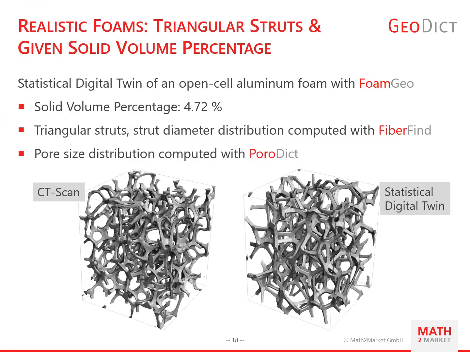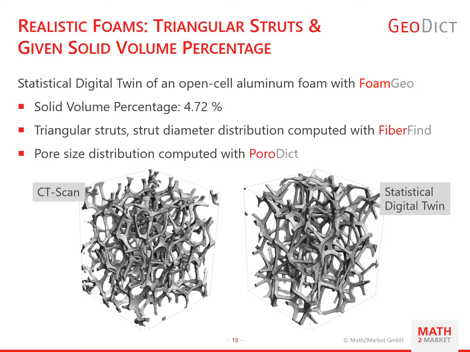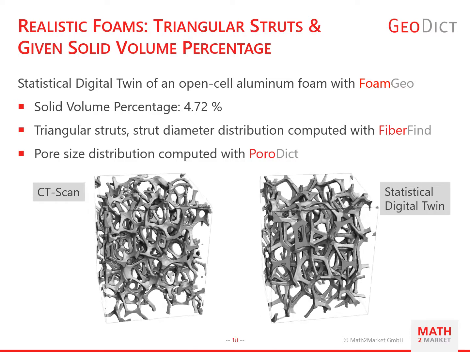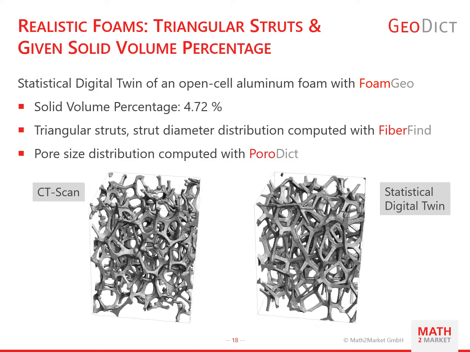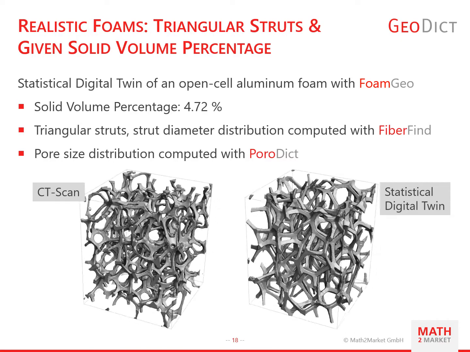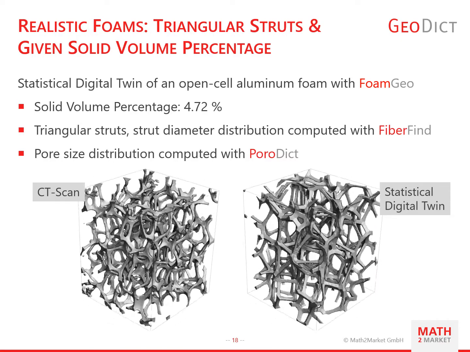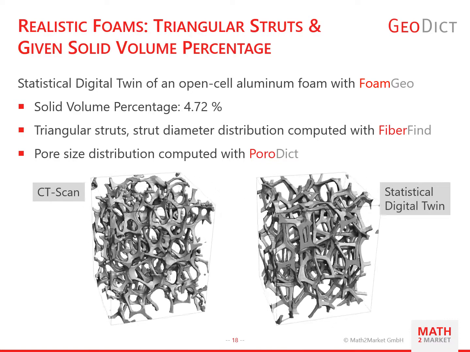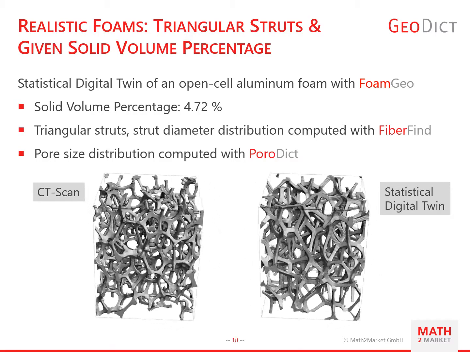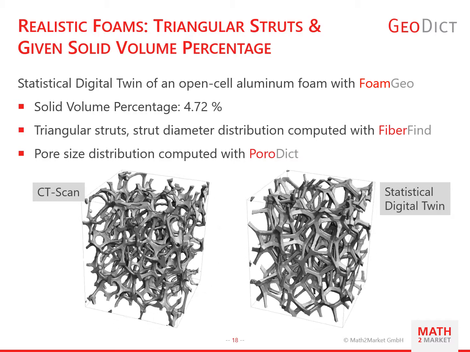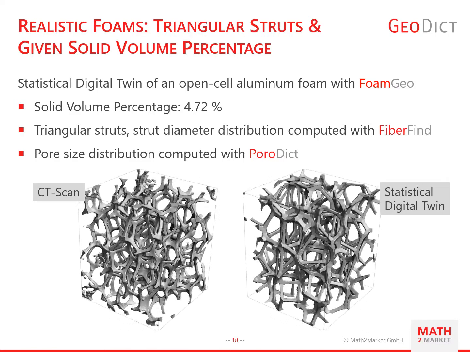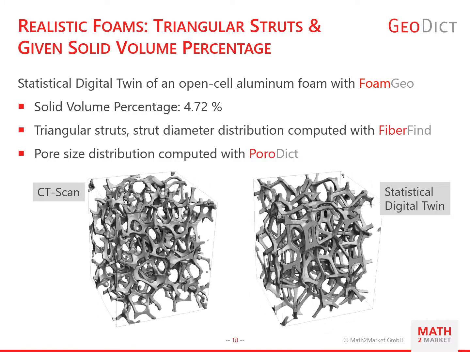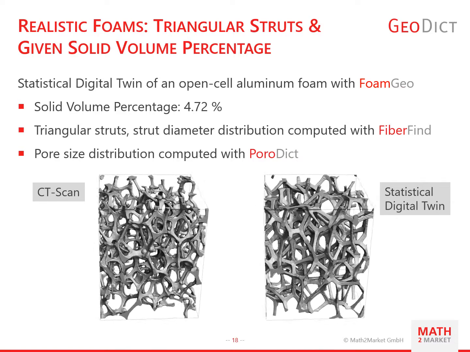To easily create statistical digital twins of foams, one needs to model triangular struts. Furthermore, one needs to directly match a given solid volume percentage. With GeoDict 2022, both is possible in FoamGeo and was used to create the digital twin of an open cell aluminium foam shown on this slide. The pore size distribution and pore orientation was measured with identified pores in PoreDict, and the strut diameter distribution was computed with FiberFind. Afterwards, one enters the statistical description of the foam in the FoamGeo GUI and creates a digital twin.